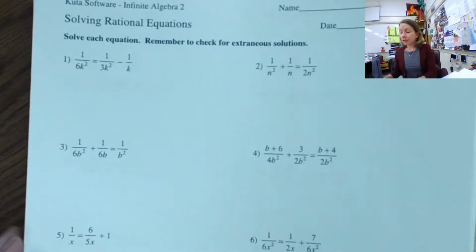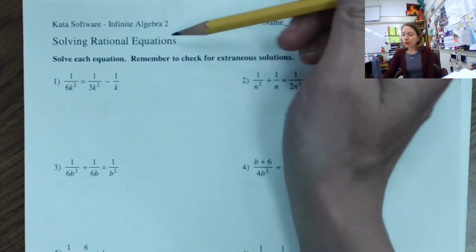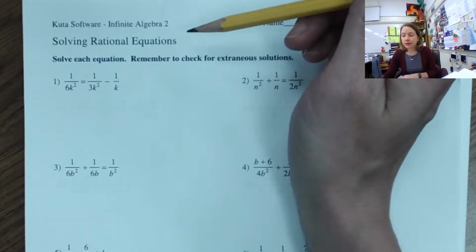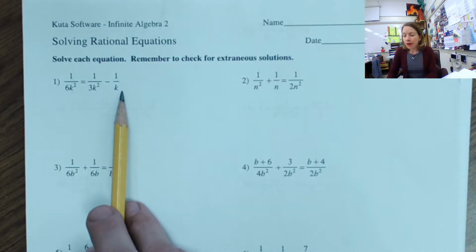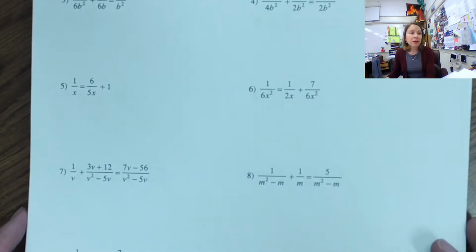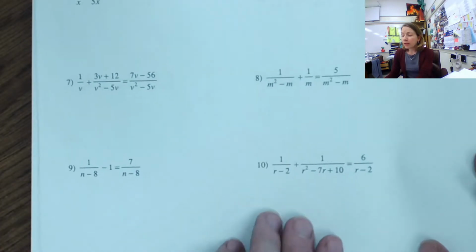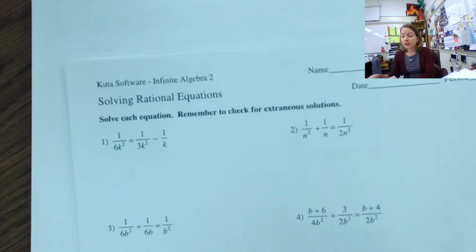Hello again. So today, this is actually going to be your last assignment before your final. So this is going to be your last little bit of review, and we're going to look at solving rational equations. So for these, we're going to look at how we can solve these equations, what we can do to work through them quickly and efficiently, how we can find a common denominator, and all that fun stuff.